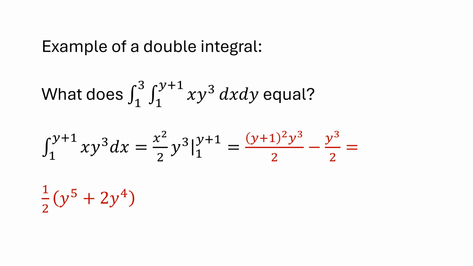Well, if I expand this, I get y squared plus 2y plus 1. And so the y squared times y cubed is y to the 5th. There's the 1 half from the denominator. And the 2y times y cubed is 2y to the 4th. Also multiply by that 1 half in the denominator. And I'm going to get a 1 over 2 minus 1 over 2, and they will cancel. So now I have this expression, for which I will have to take the integral from 1 to 3.